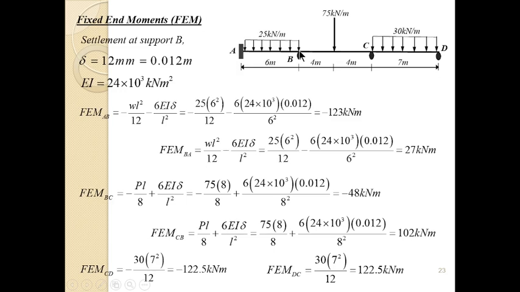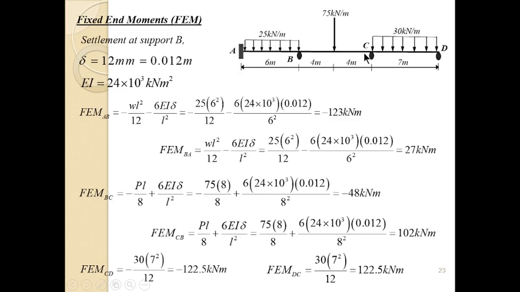Originally due to load, this will be positive, so it will be positive WL squared over 12. But because of the settlement of B, the fixed end moment due to settlement is minus 6EI delta over L squared. So if you put your values, this is WL squared over 12, and this is 6EI delta over L squared. Note that in this case, WL squared over 12 is positive, but 6EI delta over L squared is negative. So you have this positive minus this. That's why we have this 27 kilonewton meter as the fixed end moment.